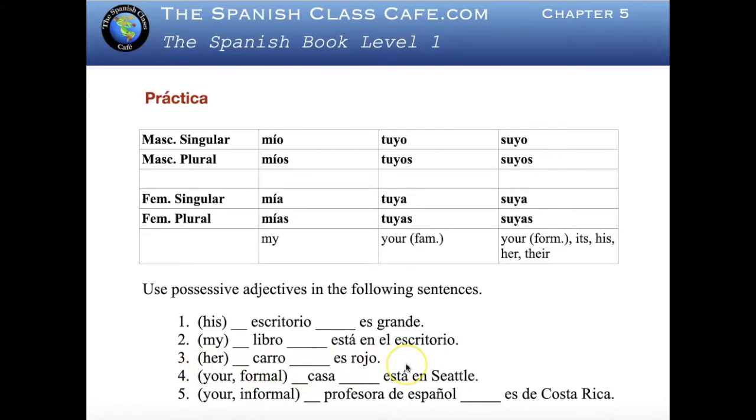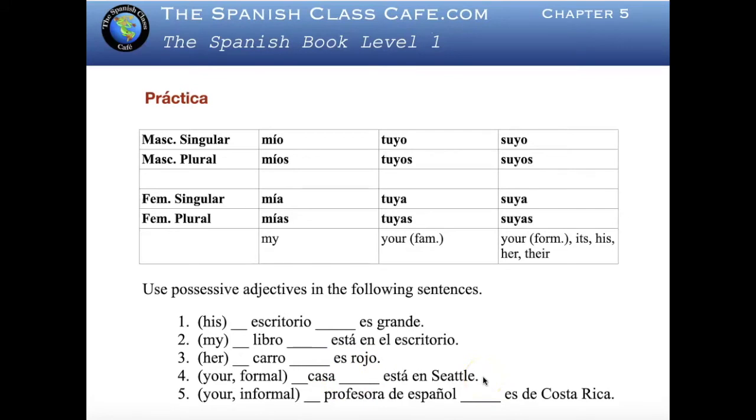Her car is red. Now we go to the chart. Where is her? Right here. Carro is masculine and will be suyo. El carro suyo es rojo.